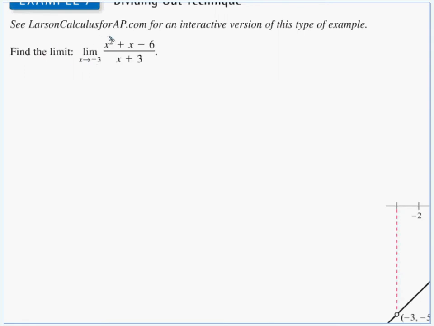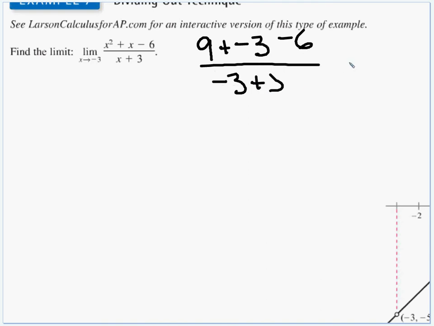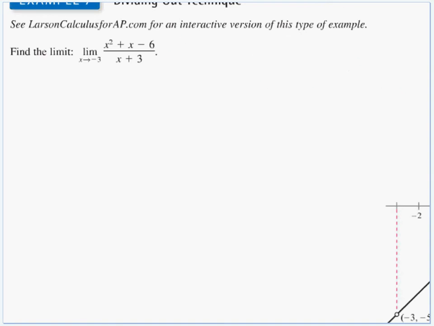So the negative 3 goes in. Negative 3 squared is 9, plus another negative 3 and minus a 6. Downstairs, x plus 3 becomes negative 3 plus 3. Bad news, 0 divided by 0. We have indeterminate form, so direct substitution did not work. But let's try the factor and cancel technique.